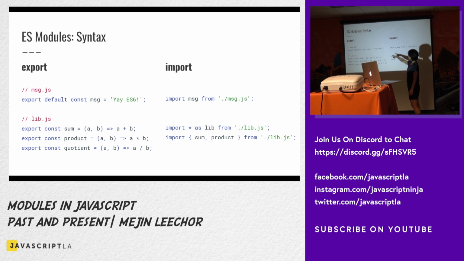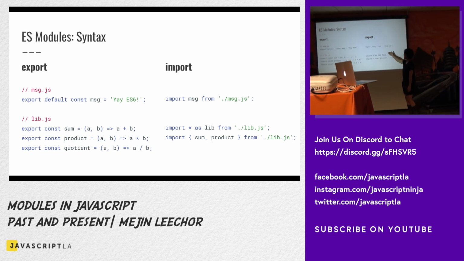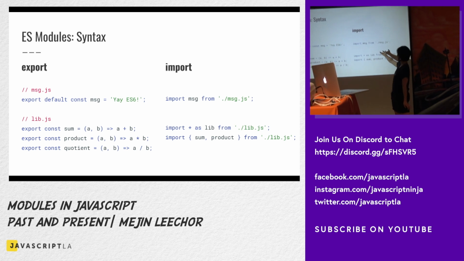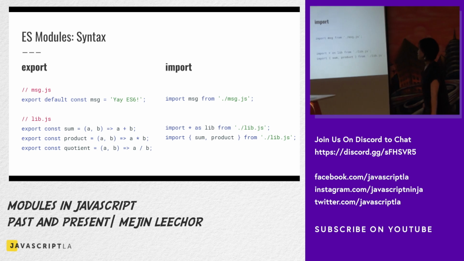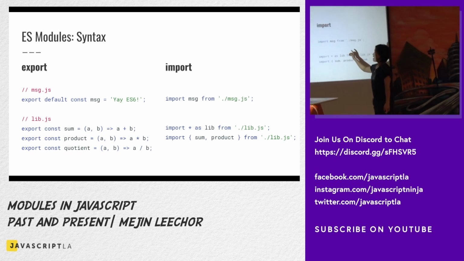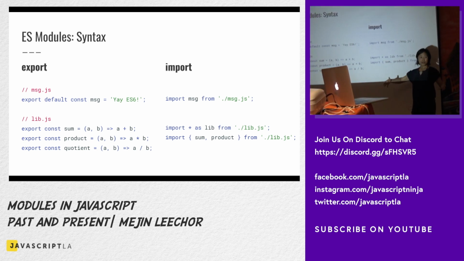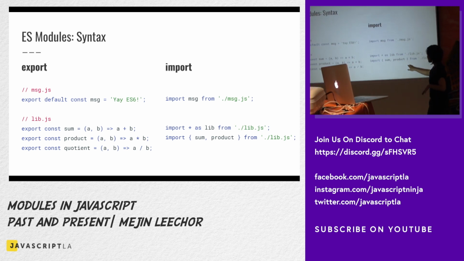So here I've got a default export coming from a message.js file. I've got three little trivial arithmetic functions that are coming from a library.js file. And then their corresponding import methods. So we can import whatever we exported as a default export using the import statement like so, with the word from. When we're dealing with a file that has multiple named exports, then we have the option of importing all of them.